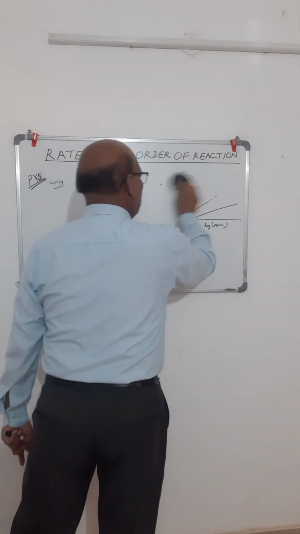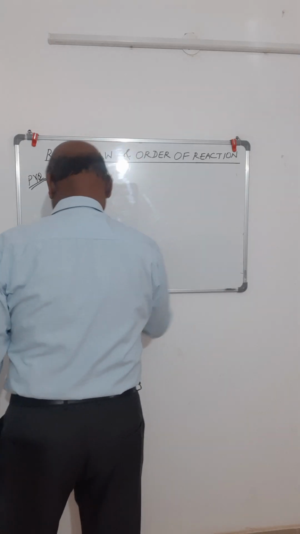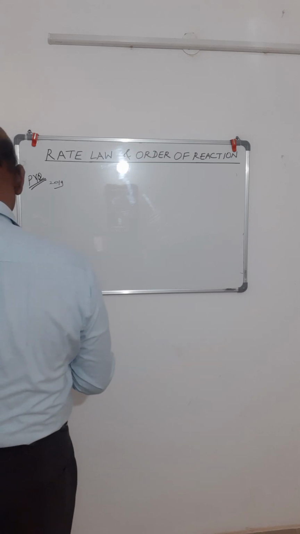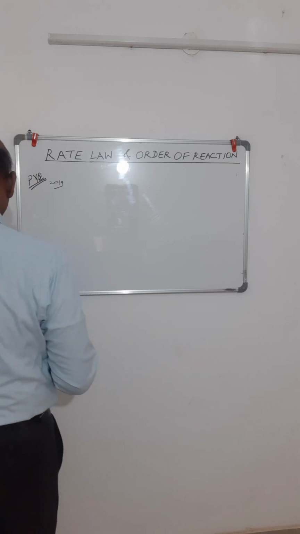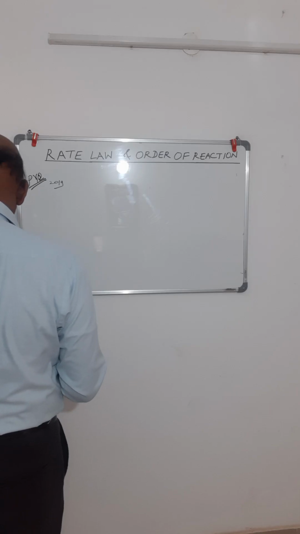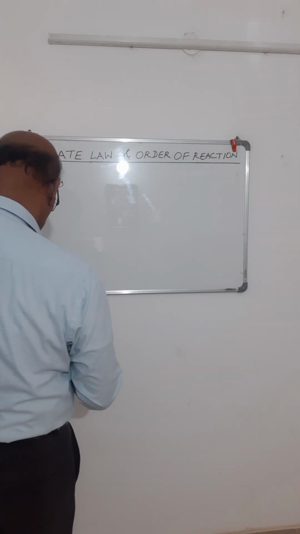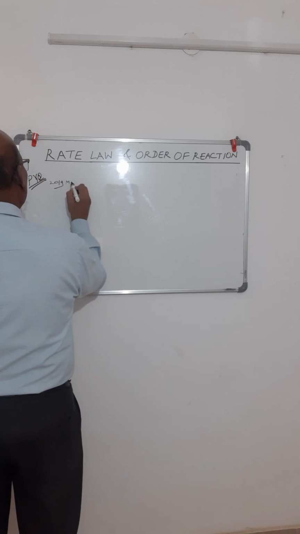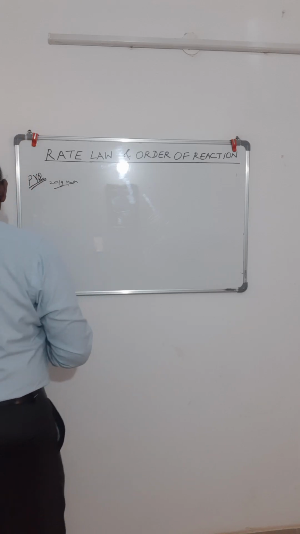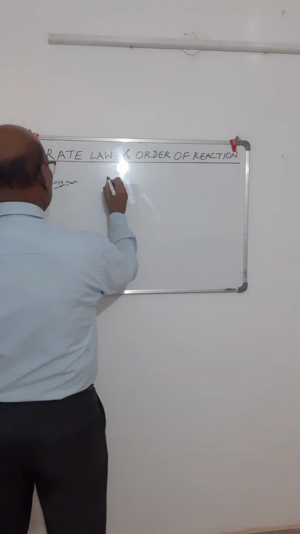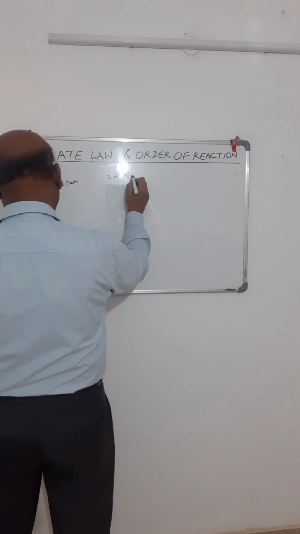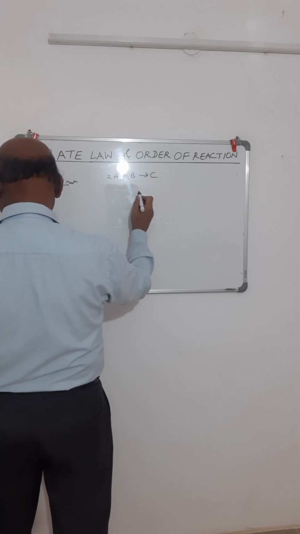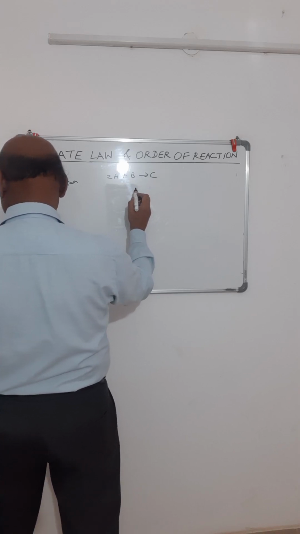Now we take one more question, then we will wind up this session. This question was asked in 2019 May. Here for the reaction 2A plus B gives C, the values of initial rates at different initial concentrations are tabulated.